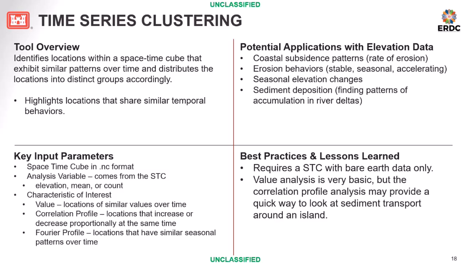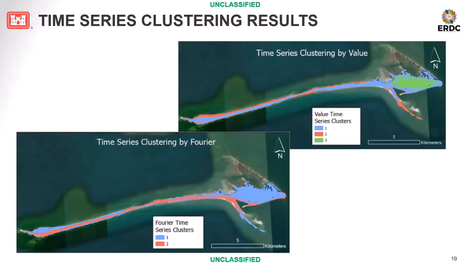Next slide, please. Okay, so here is a comparison of the time series clustering by value versus the time series clustering by Fourier profile. The value parameter clustering resolves into 3 distinct spatial groups across Dolphin Island. It separates the bay side and western spit, while the Gulf shoreline and the island spine, and then the eastern developed portion in green. So you have the blue, the red, and the green.